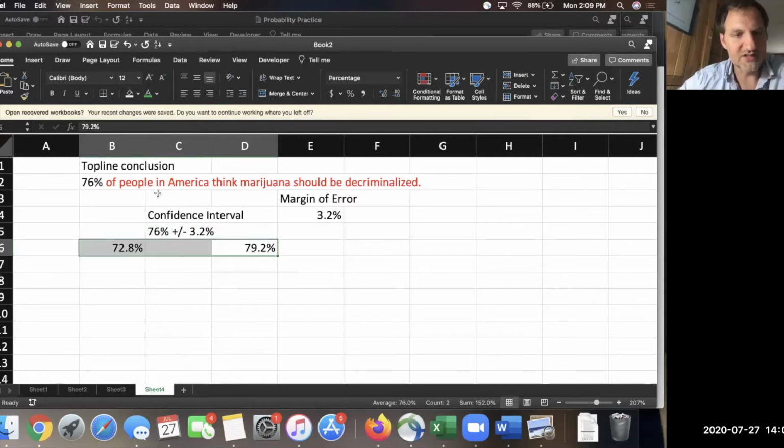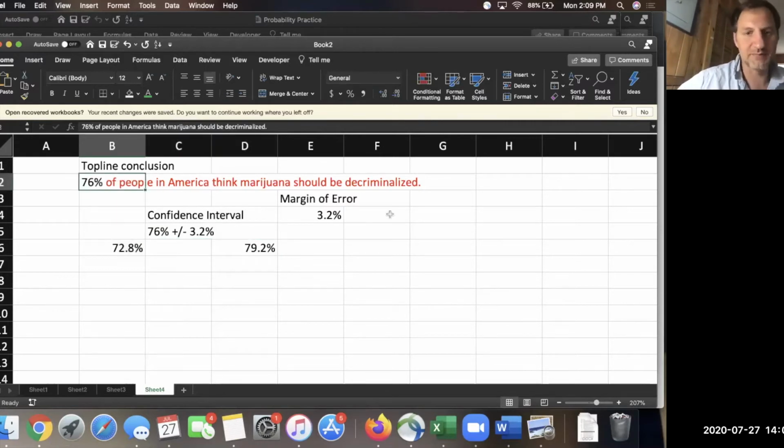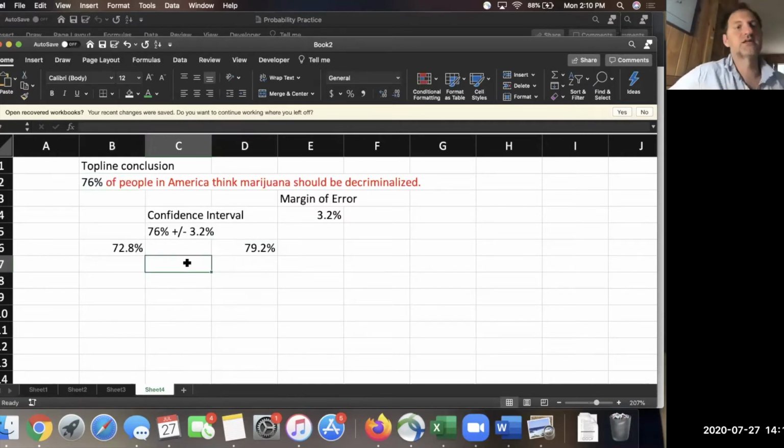If my survey revealed that 76% of people in America think marijuana should be decriminalized, what I really mean is that I think the answer is somewhere between 72.8 and 79.2% of Americans think that, right? Because this was actually based on a sample of people, not on asking everybody what they thought. But the point is that if we do it properly, we can trust that that number is a good prediction of the truth.